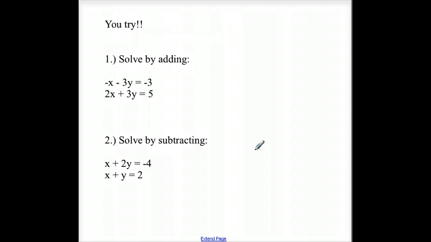Hopefully that started to make sense. I only have 2 problems for you to attempt. The first one you're going to solve by adding, the second one by subtracting. Bring your answers to class and please show all your work.